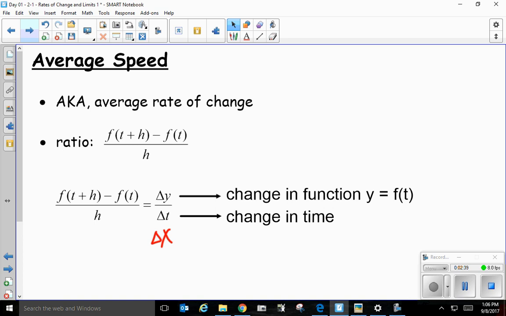Otherwise, it's not a function, is it? You want to pass the vertical line test. Would you not have the same x? You have the same x. Very good. Look at you. It's like you didn't take any time off this summer. All right?